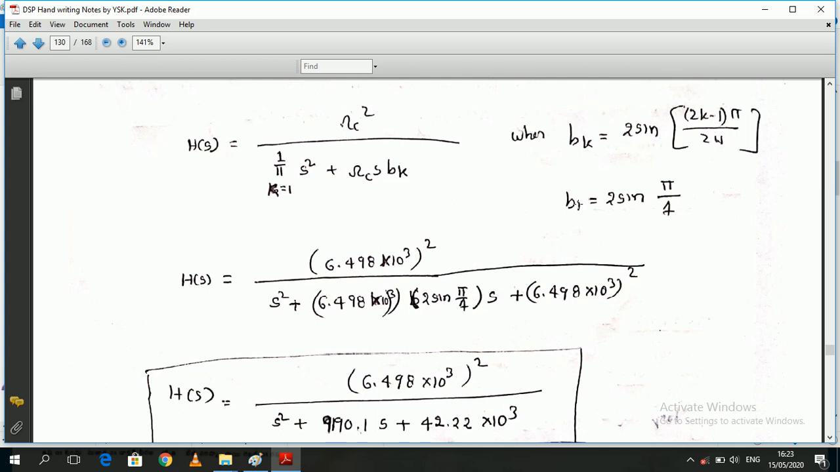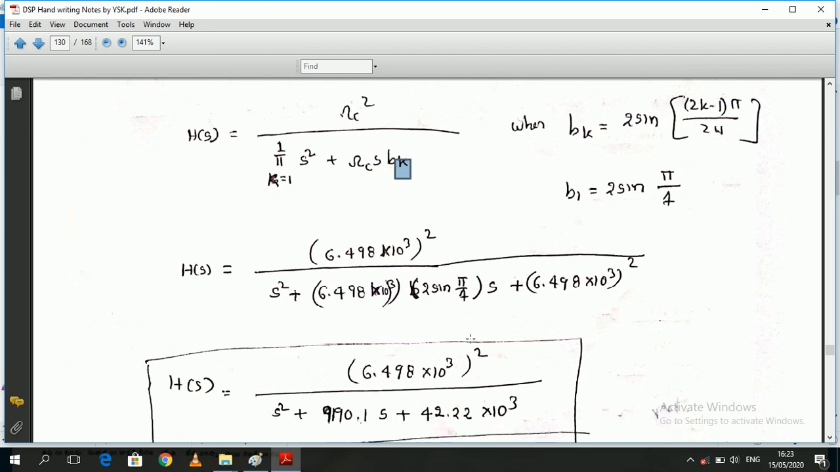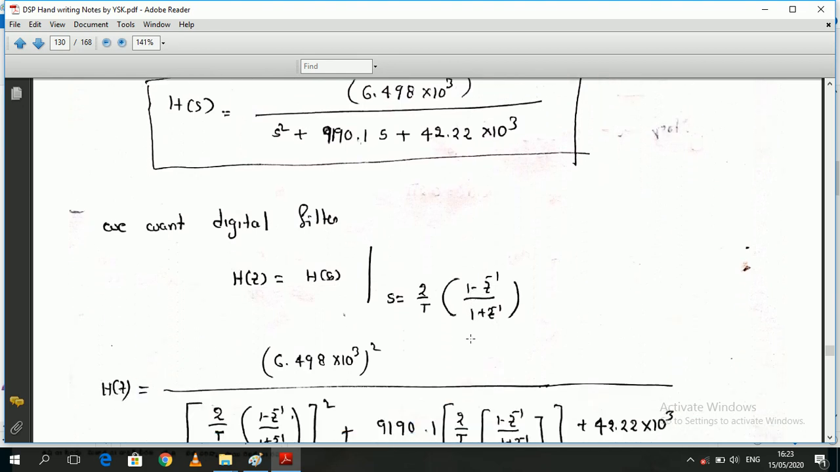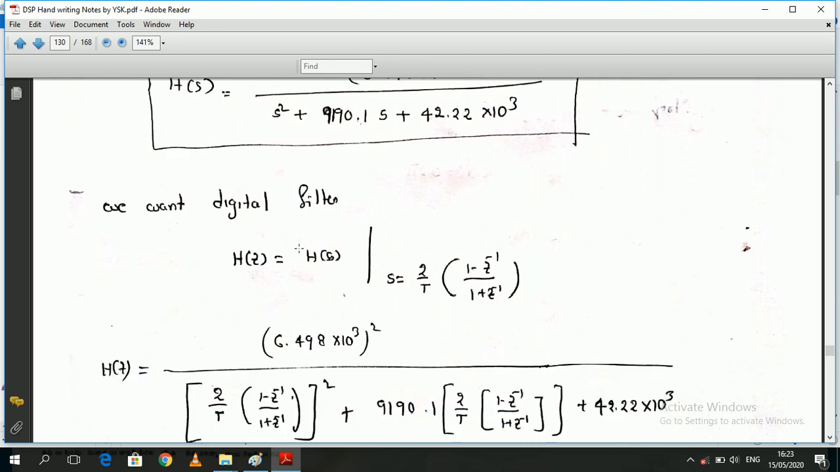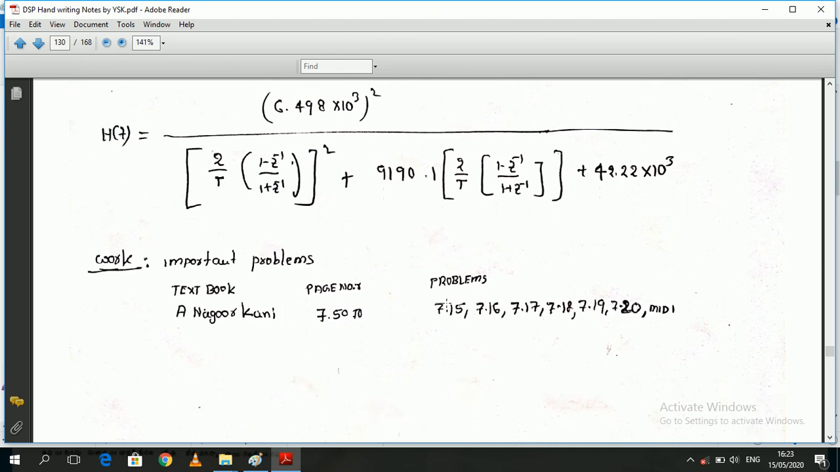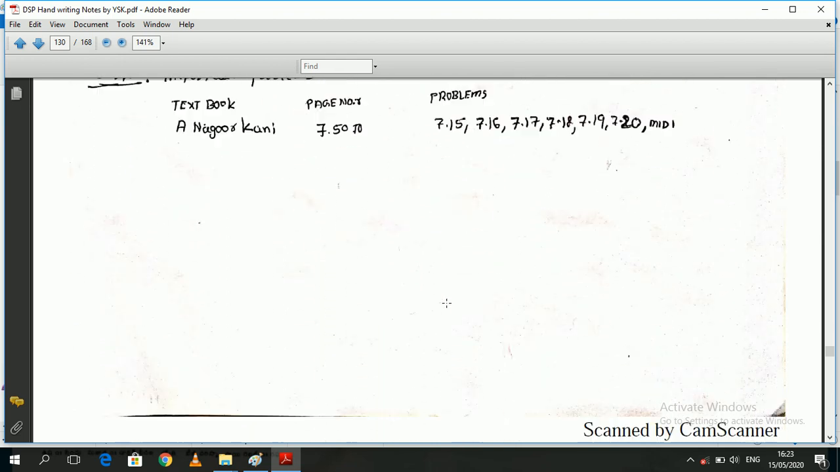If you substitute this bk in the place of bk, then you get H(s) like this. So this is the bk, right? So substitute these values, finally you get H(s). Now this is the time to design a digital IIR filter by using the bilinear transformation method. You know very well, you just replace s with this expression, you can easily find out H(z). So this is the way to find out H(z).